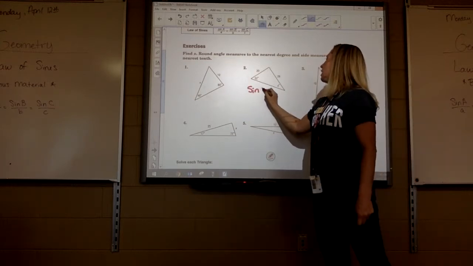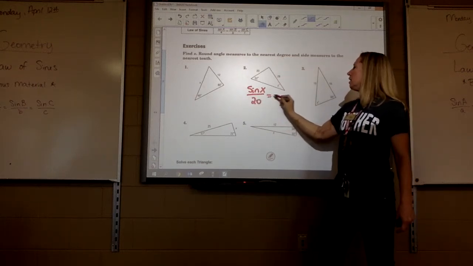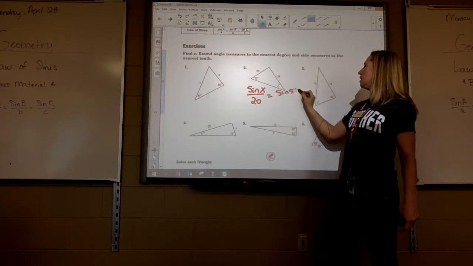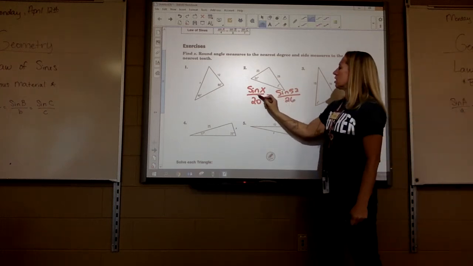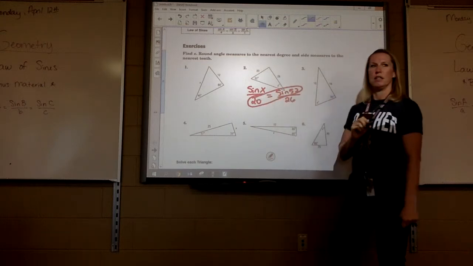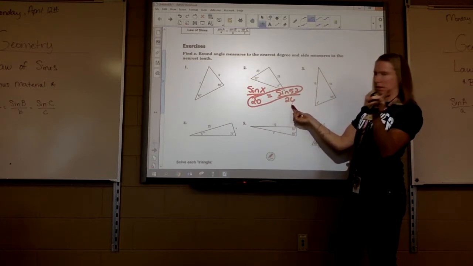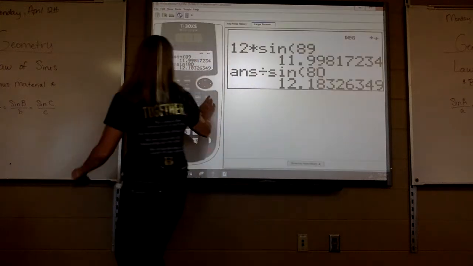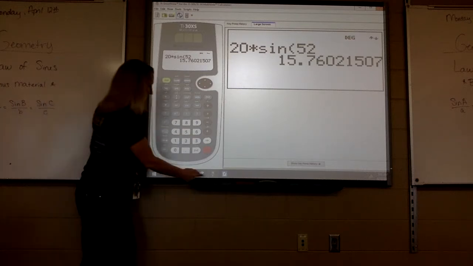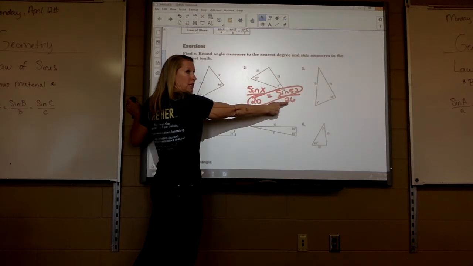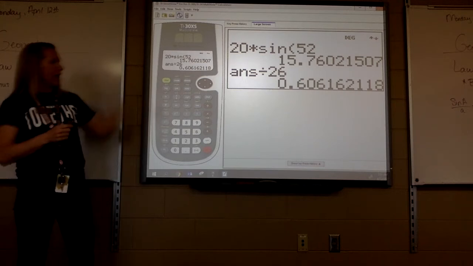So I'm going to do sine x over, what's the opposite side? 20 equals, and then I'll do the sine 52 over 26. So I'm going to start by multiplying those. And then I'm going to divide by the 26, but we won't be done. So 20 times sine 52. Hit enter. Divide by 26, hit enter. That's what sine x equals.